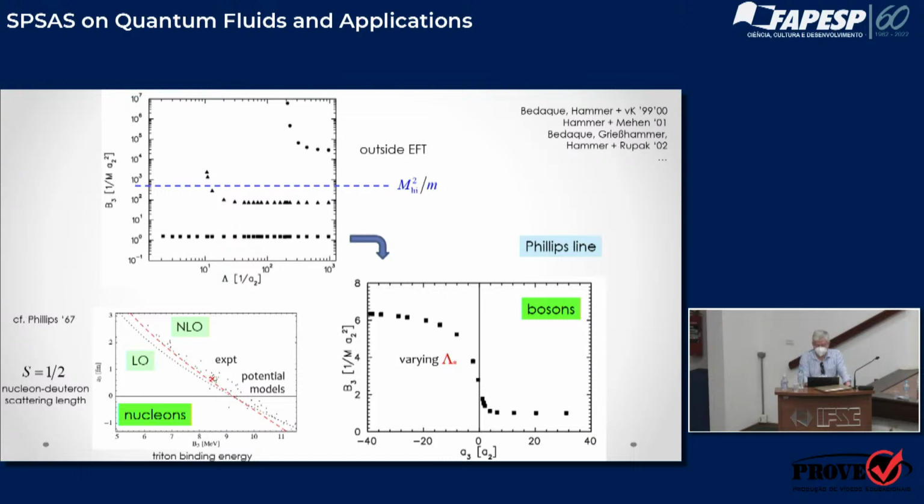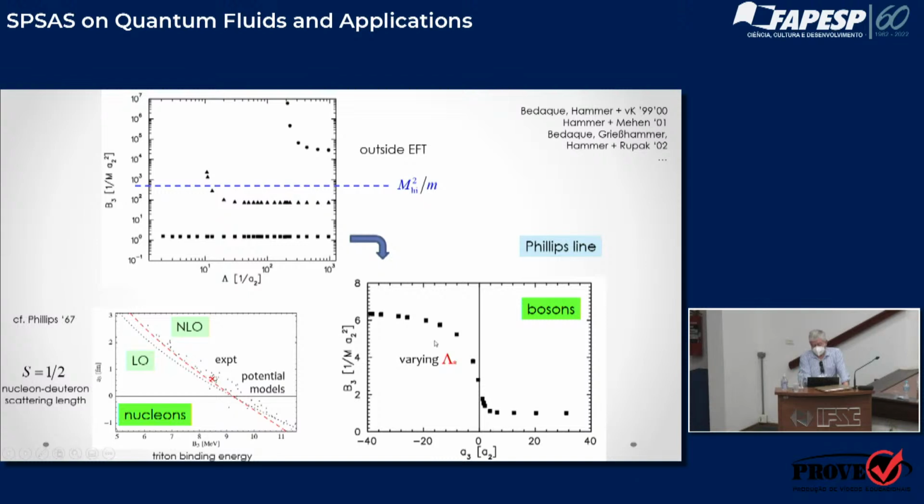Now, if I look at any one state, let's say this one here, as a function of lambda star, and lambda star can be translated into A3. If I vary lambda star, I vary both A3 and B3, so I observe a correlation between these quantities, which is called the Phillips line. This was discovered by Phillips in the late 60s in the nuclear case. The situation is a bit different, but there people played with various potential models and they noticed this correlation between A and B, which went more or less through the experimental point. And in effective field theory, you have these correlations, they are lines. And here I'm showing leading order and next-to-leading order.